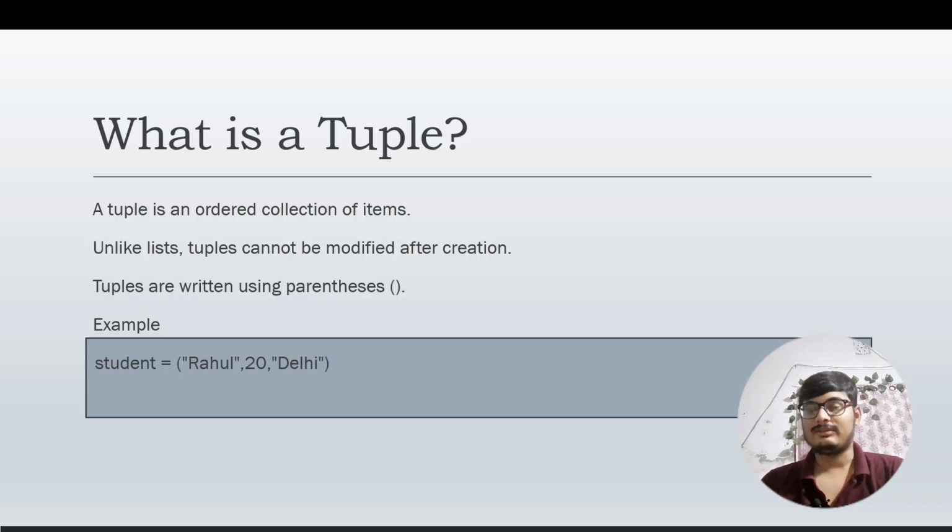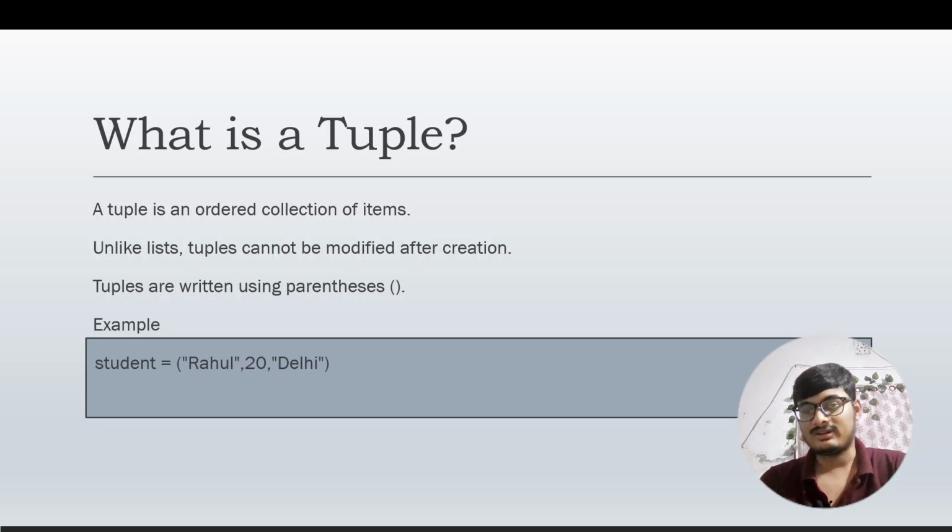So a tuple is ordered, like a list was also ordered, but a tuple is immutable. You cannot modify the tuple, okay? While creating it we can add any number of items, but after the creation, after the definition of it, we cannot make any modification to it. And there is one more difference: we will be using parentheses here.